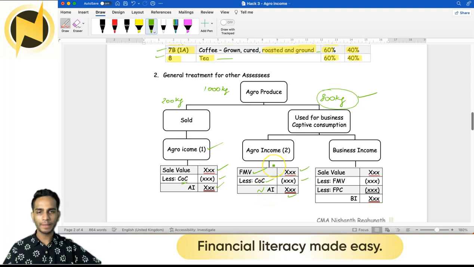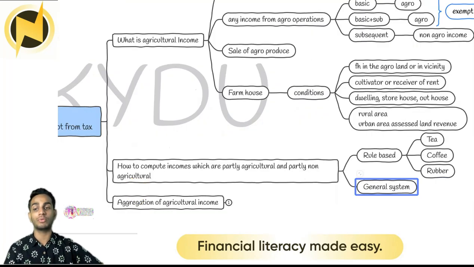Now your next step: you are selling Lay's and making money. Whatever money you make from Lay's, consider it completely as business income. So take the complete sales value, let it be 20 lakhs. Number one, reduce the fair market value of the goods that you are selling, that is the notional income of selling potatoes.